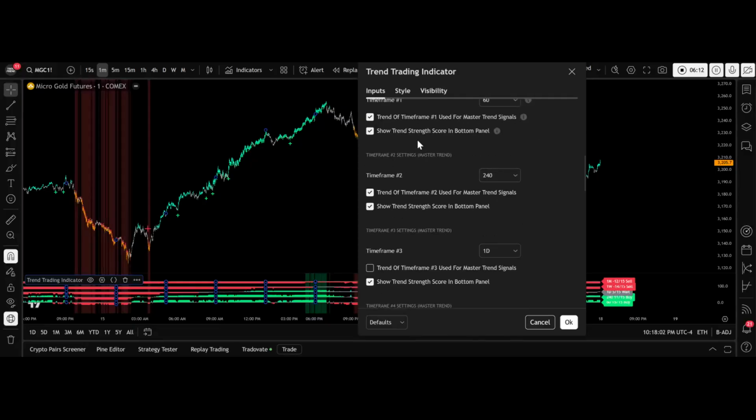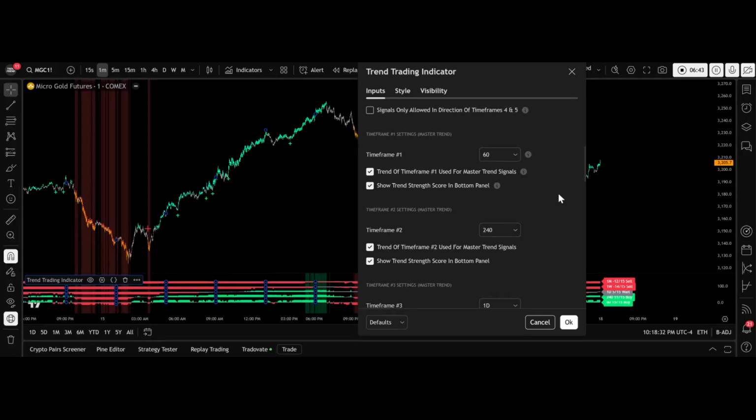The master trend is what affects everything else. If there is no master trend, then we can't have any of the other signals as well. And that's going to be affected by this first checkbox of each time frame: trend of time frame number 1, 2, 3 used for master trend signals. So whichever ones of those are on, those are going to be the ones that have to be in a trend for any other signals to come through. So that's basically your overall control of the entire thing.